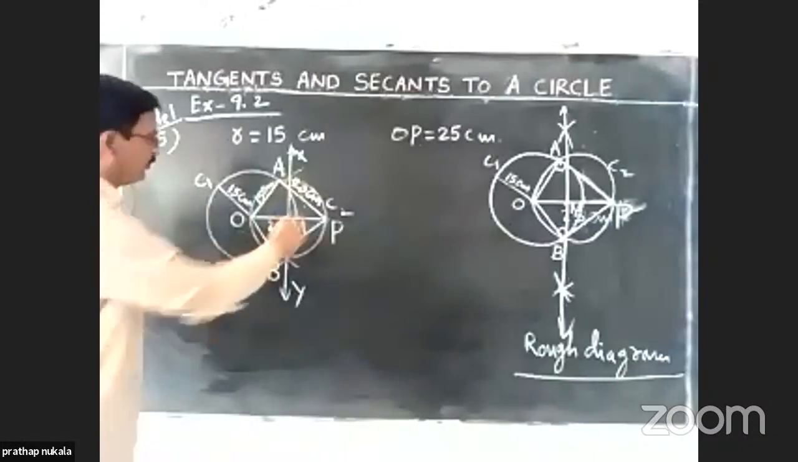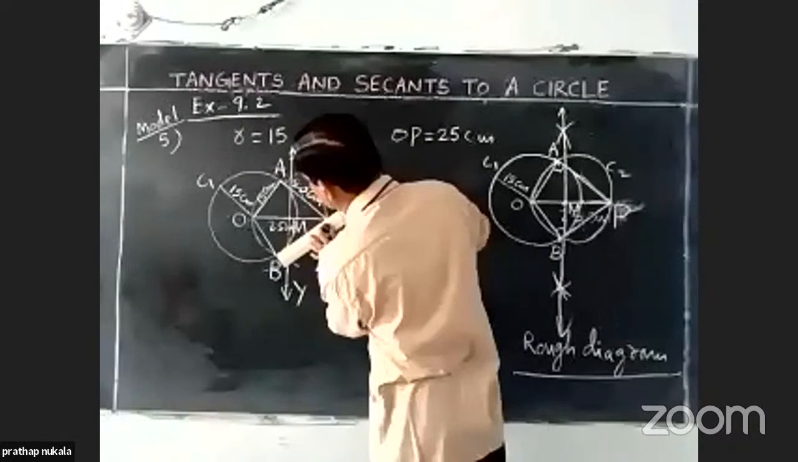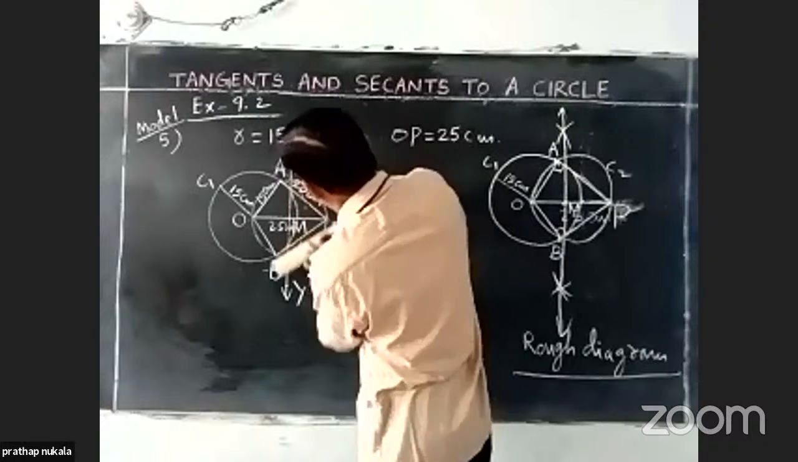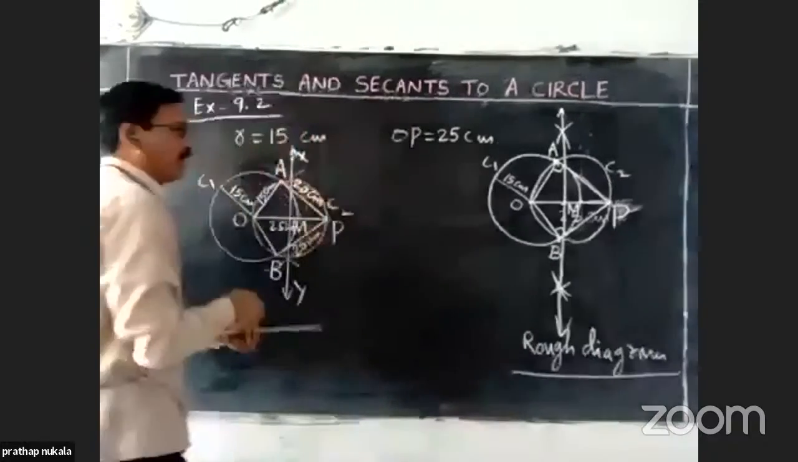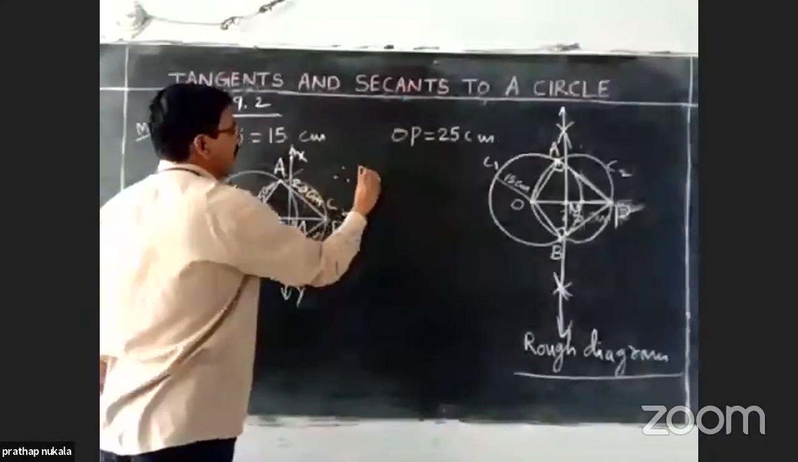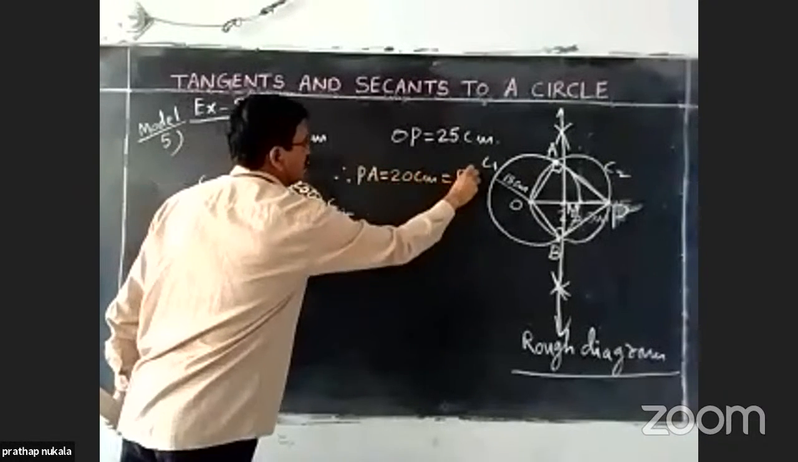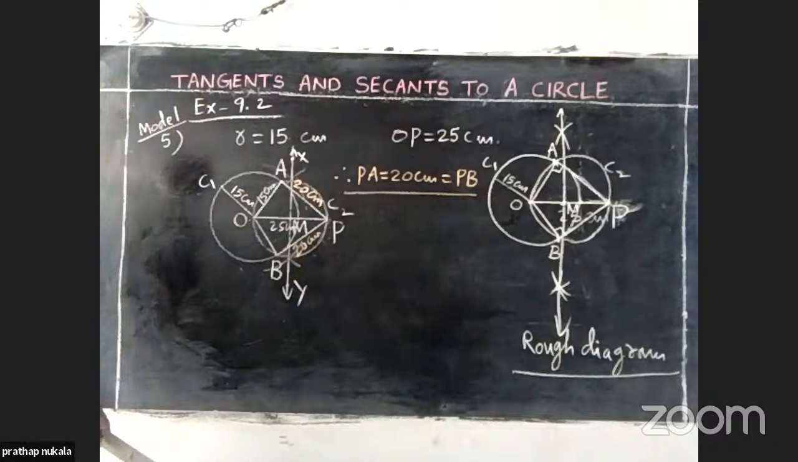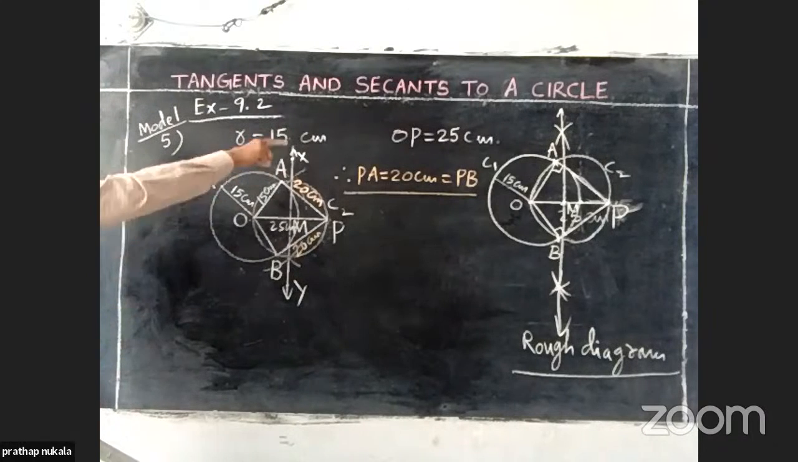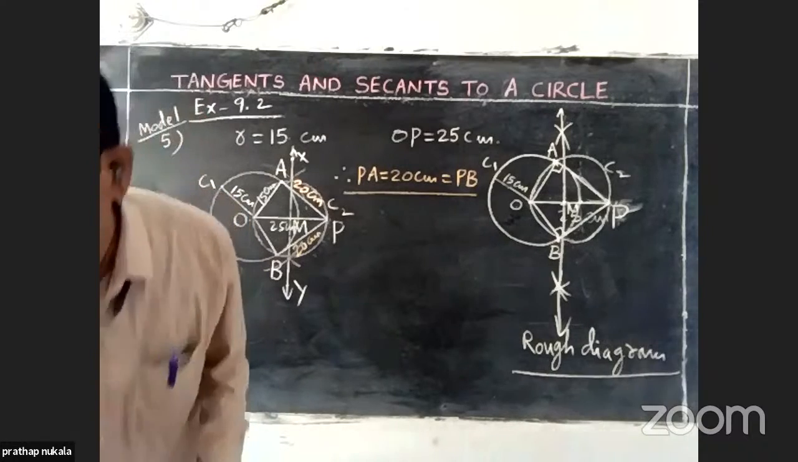This is also OB, PB is also. I am measuring the distance between P and B. It is also exactly 20. That means by measuring the two tangents, we are getting PA equal to 20 centimeters equal to PB. This is the second part of the problem. Measuring the two tangents, we get the length of the tangents as 20 centimeters. Both are equivalent. Next, the third part of the problem.